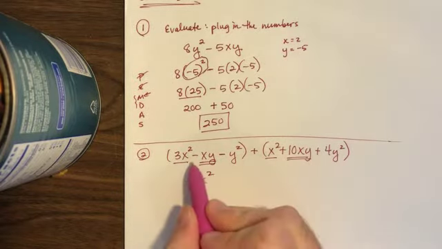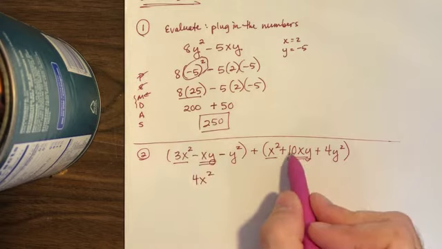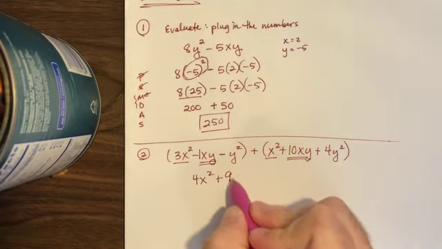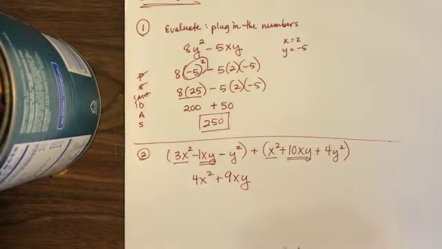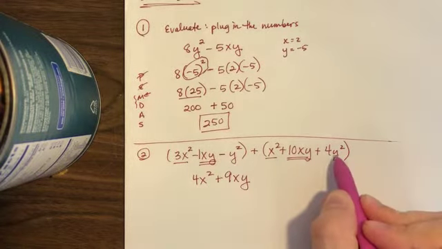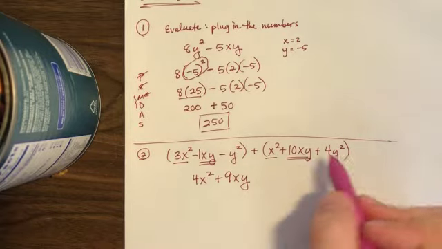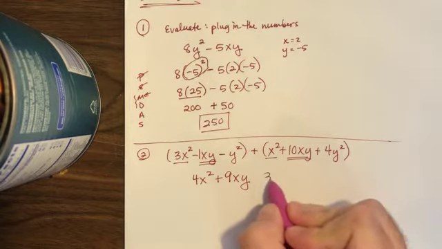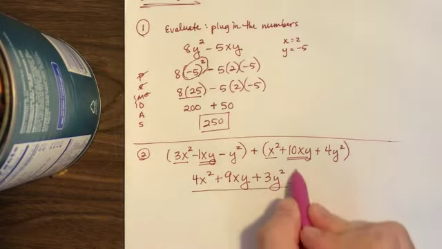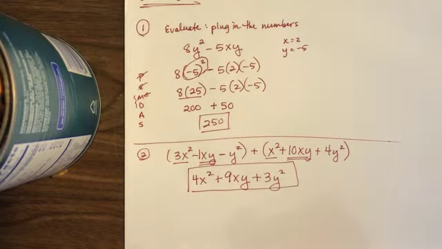And then we have negative xy and positive 10xy. Now they're different signs, so we subtract and the larger number keeps the sign. So we have 10 minus 1 is 9xy. Done with those. Now we have negative y squared and positive 4y squared. Again, different signs, so we subtract and we keep the larger number's sign. So positive 3y squared. And we're all done with this problem.